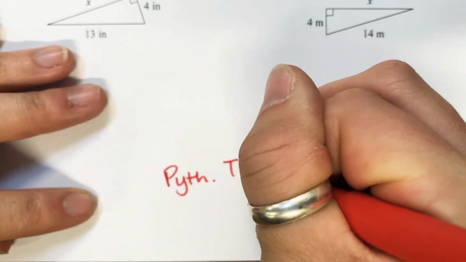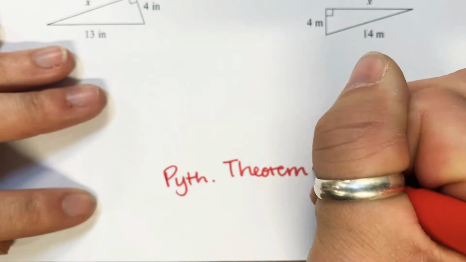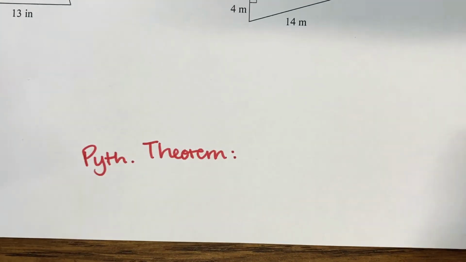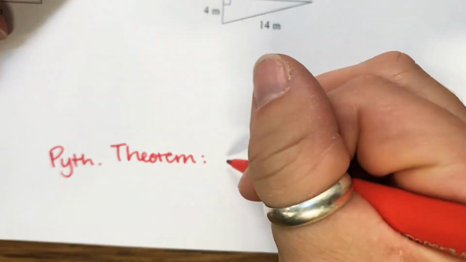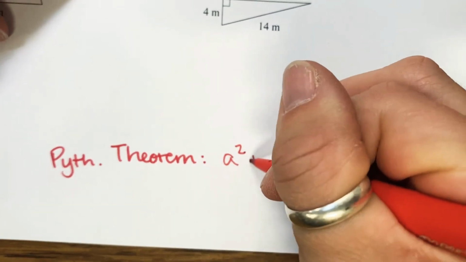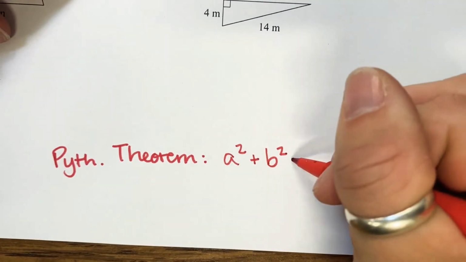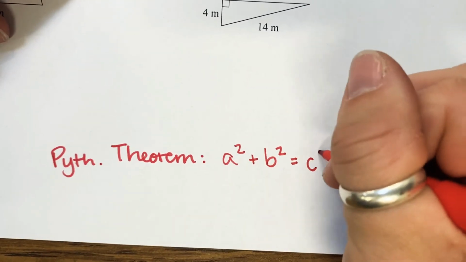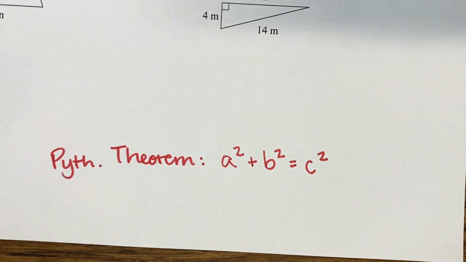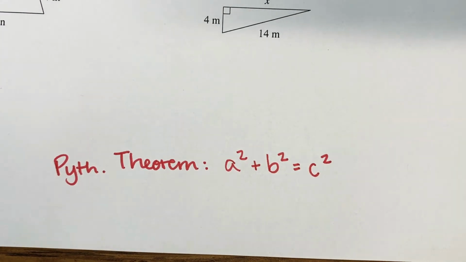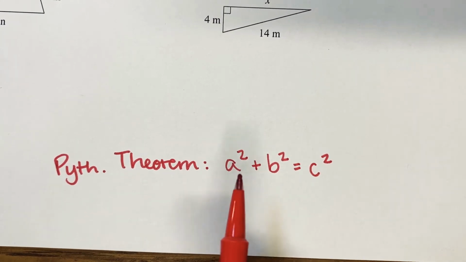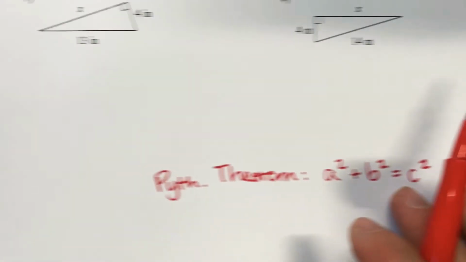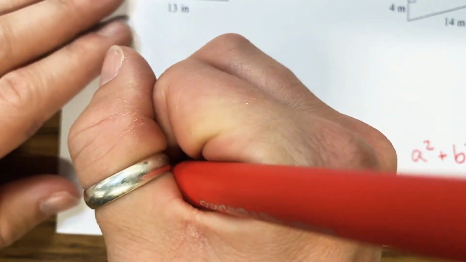Let's just remind ourselves. What is the Pythagorean Theorem? The Pythagorean Theorem is always a squared plus b squared equals c squared. Now in order to use the Pythagorean Theorem, we actually have to know what is a, b, and c. So let's go ahead and just draw a little right triangle right here.